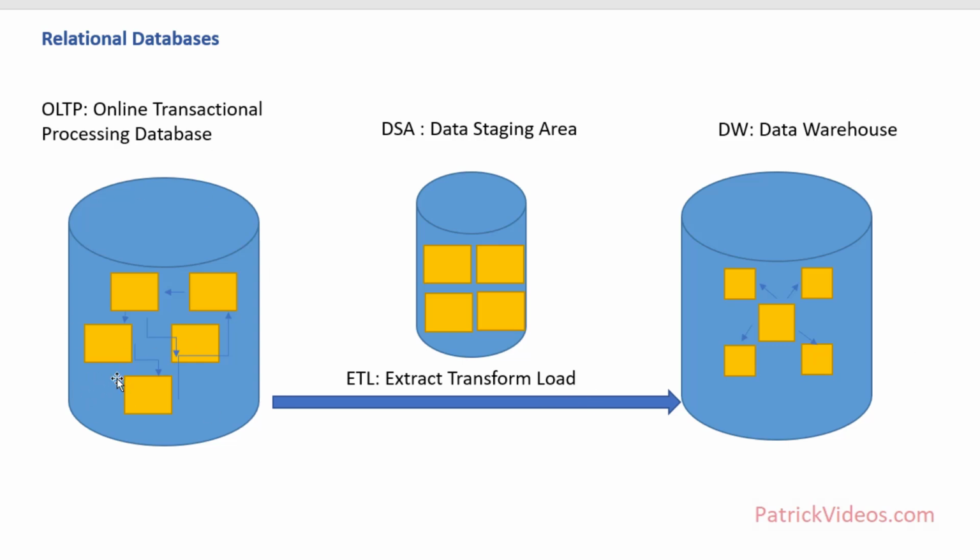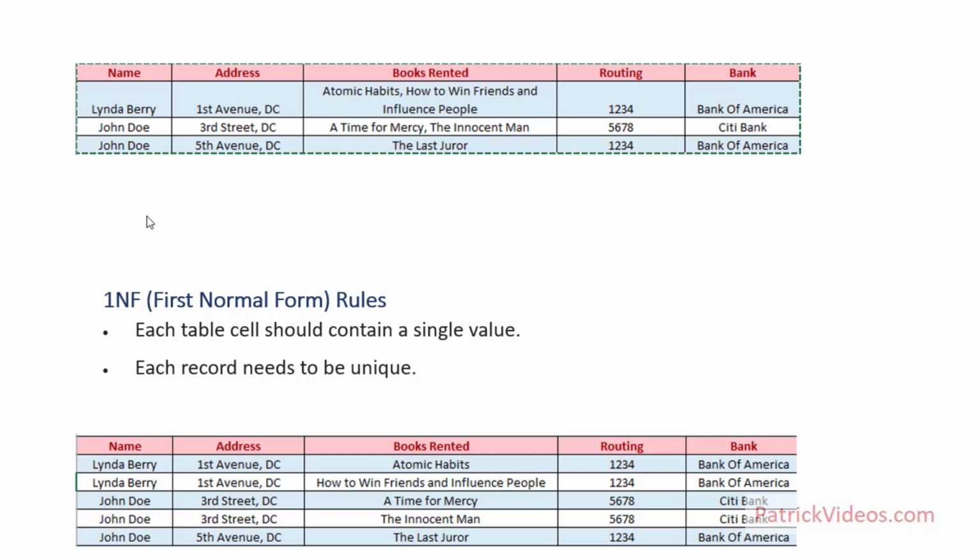So when we talked about OLTP, we said it was normalized data. So what is normalization? For example, let's take a look at this particular table. Imagine this table is like a book rental agency or movie rental agency. So we have data like this. Linda Berry of First Avenue has borrowed Atomic Habits and How to Win Friends and Influence People. John Doe of 3rd Street has borrowed A Time for Mercy and The Innocent Man. And John Doe of 5th Avenue DC has borrowed The Last Juror. They also have the routing and bank information, maybe the account number, things like that over here. So this is for their billing purposes. So this is data organized in a table.